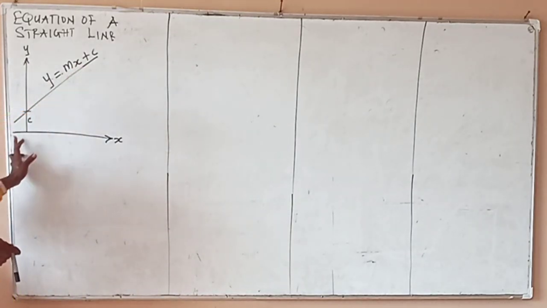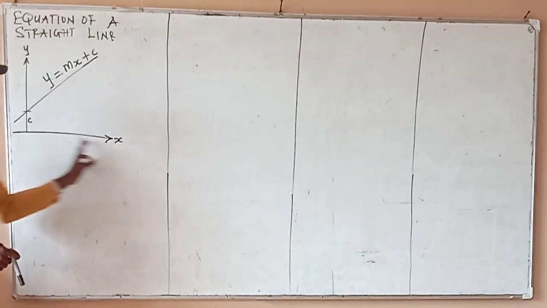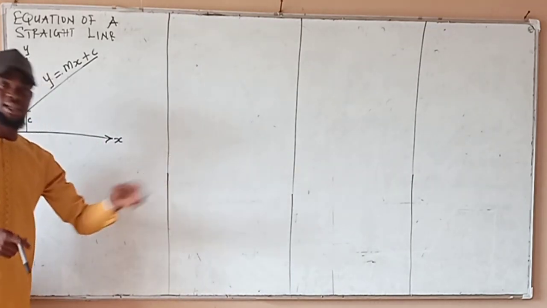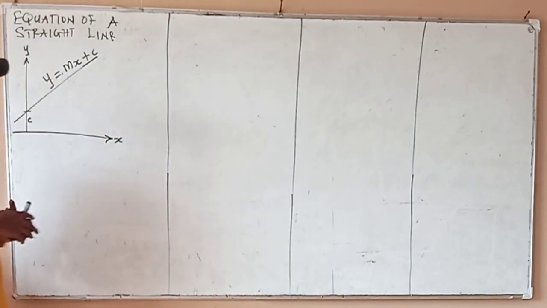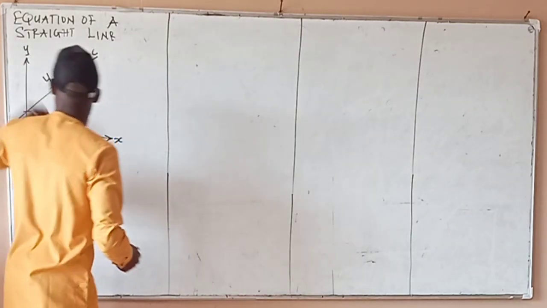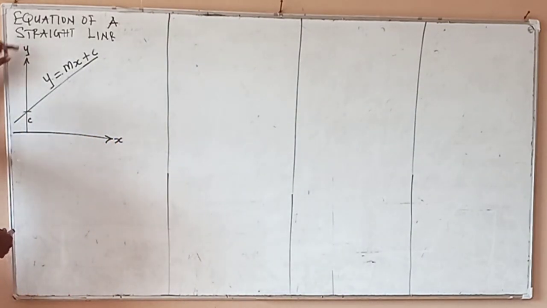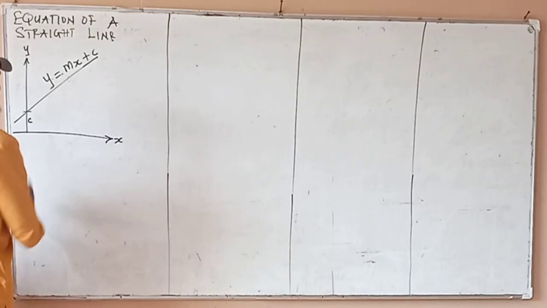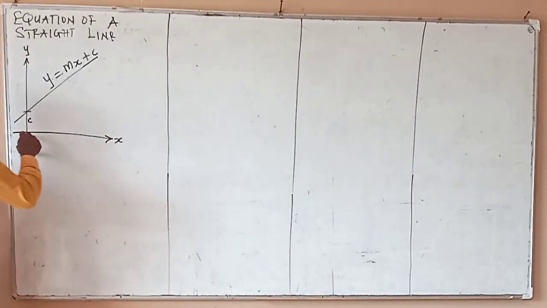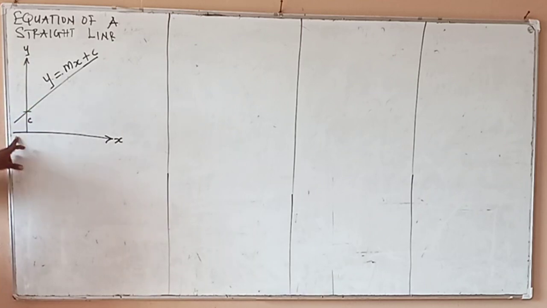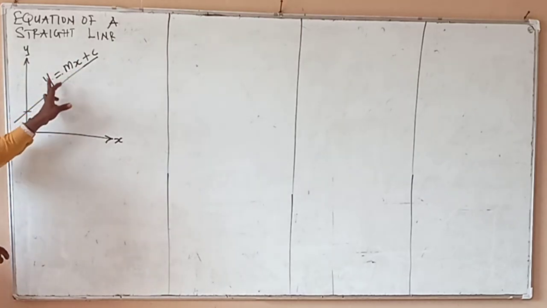Now what is x? x is the horizontal axis, which we call the abscissa in practical physics, and y is the vertical axis, which we call the ordinate. In mathematics, we call this one the horizontal axis and this other one the vertical axis. So this is the y-axis and this is the x-axis. You can see the x and y axes.